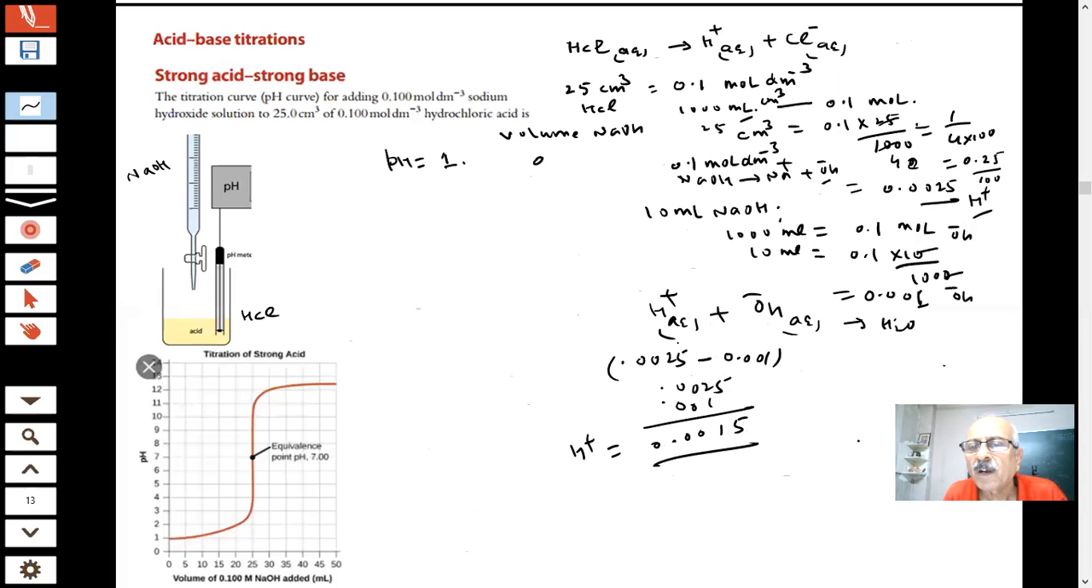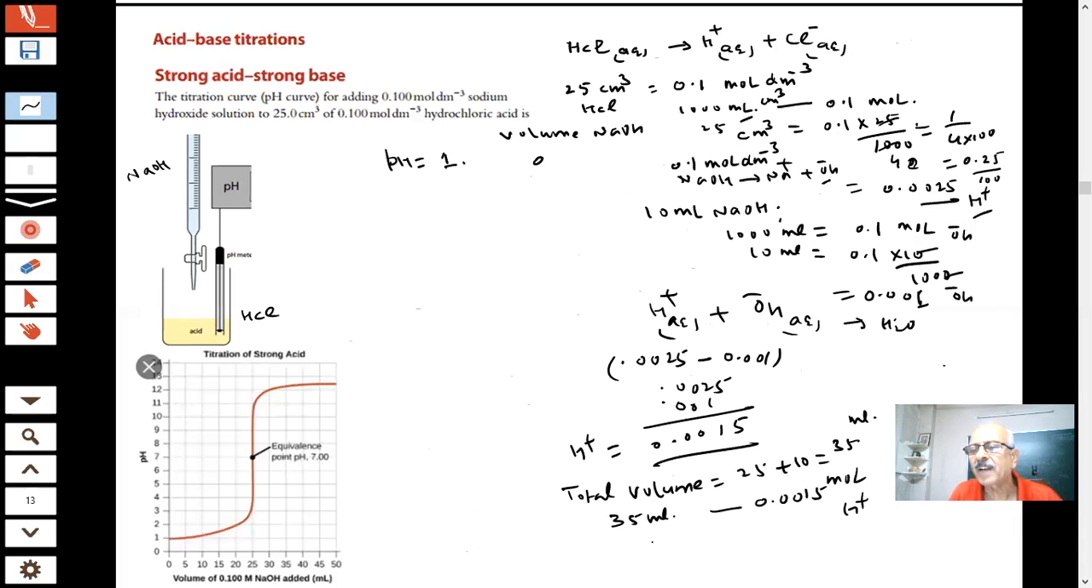The NaOH is used up, it is the limiting reagent, you have added only 10 milliliter. So this many moles of H plus are left. But what is the total volume of the solution now? 25 centimeter cube of HCl was present and you have added 10 milliliter of NaOH, so the total is 25 plus 10, 35 milliliter. Now 35 milliliter of solution contains 0.0015 moles of H plus.